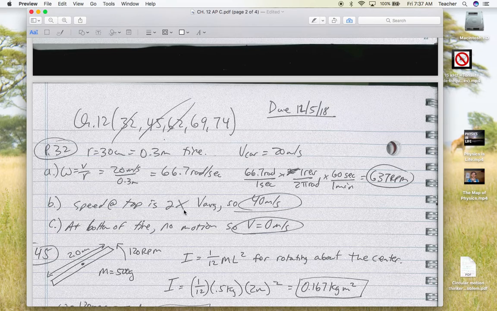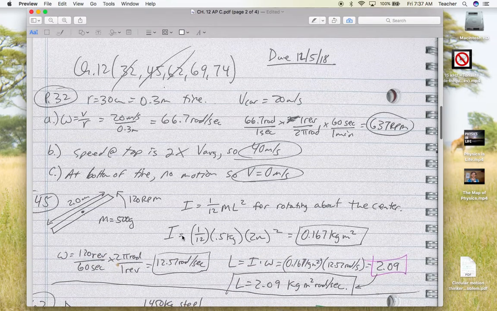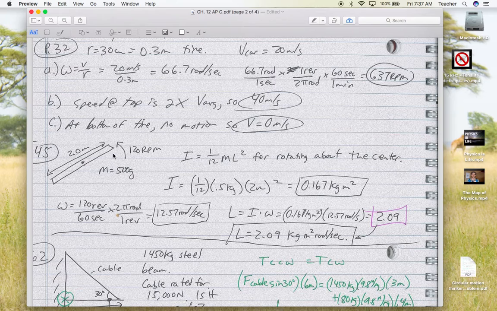So the speed at the top is going to be twice the average. The speed at the bottom is 0. That was mentioned at the end of the chapter. All right, so in this case, we've got an object. It's a rod, 2 meters long, 500 grams, 120 RPM. So that is 2 RPS, 2 revolutions per second.